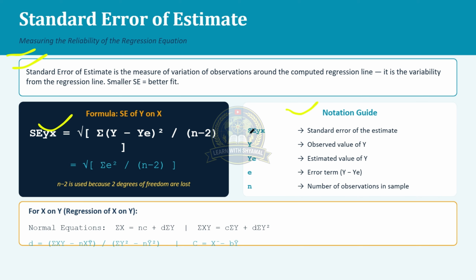Notation guide: SEyx means standard error of the estimate, y is observed value of y, ye is estimated value of y, e is error term y minus ye, and n is number of observations in sample.